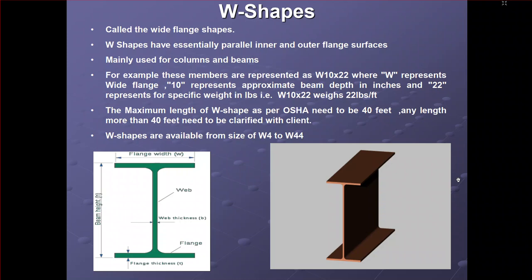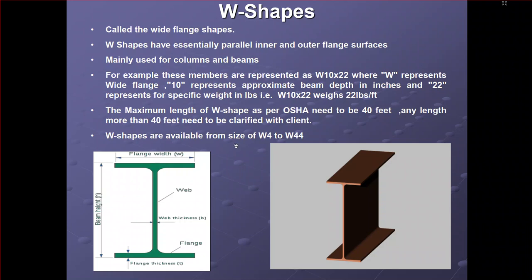So first one we look at is the W shape. W shape is called wide flange shapes. W shapes have essentially parallel inner and outer flange surfaces. W shapes are mainly used in columns and beams. For example, W10 x 22, where W represents wide flange, 10 represents beam depth, and 22 represents weight.